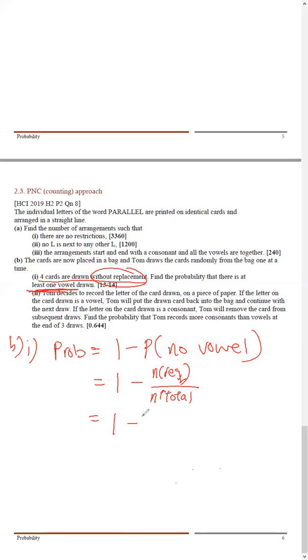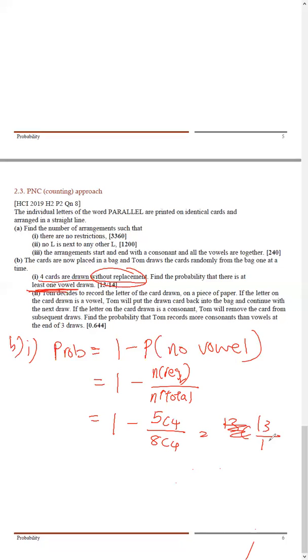So the required ways is no vowels, right? So the 4 cards, no vowels. There are 5 consonants. Out of the 5 consonants, I need to choose 4 of them because there are no vowels. Over the total will be simply 8 choose 4. That gives me the answer.